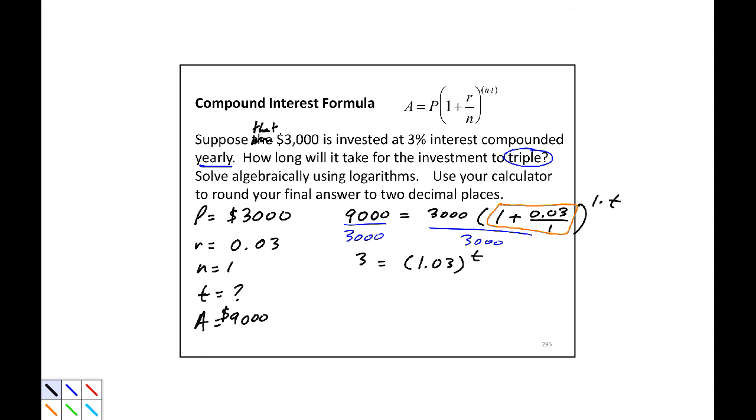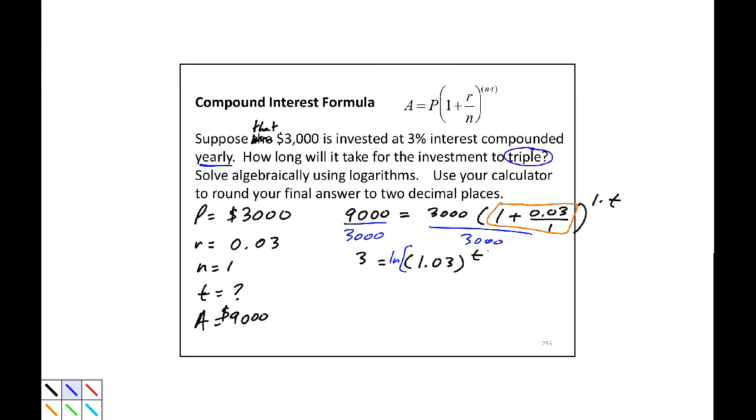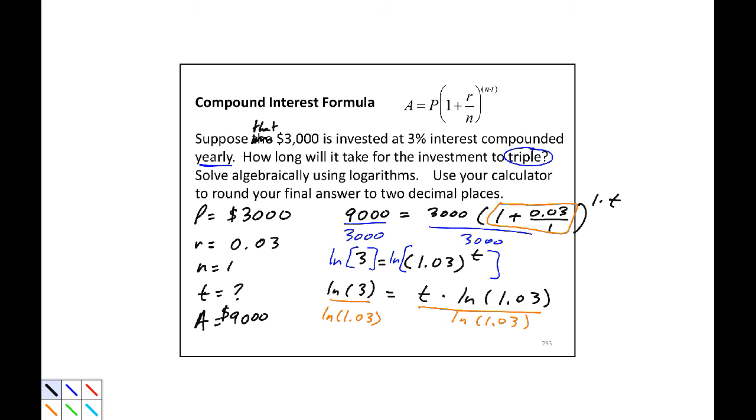Now, we need to use logarithms here because we have an exponent. This is where the power rule is very useful. I'm going to take the natural log of both sides, so that my left-hand side is natural log of 3. My right-hand side becomes T times natural log of 1.03. Now I can isolate T by dividing both sides by natural log of 1.03. Now that means T is equal to natural log of 3 divided by natural log of 1.03.